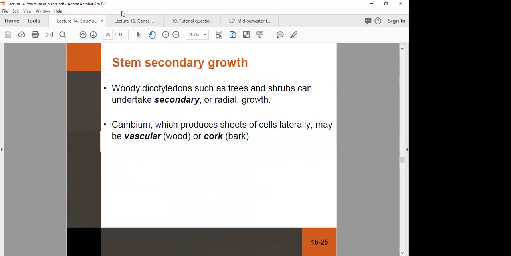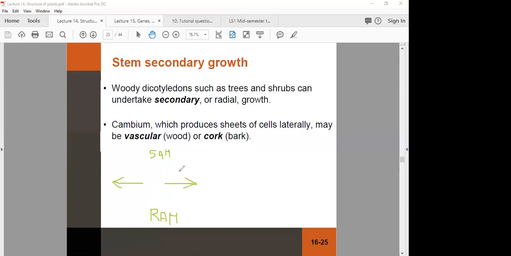So remember that we said that those primary meristems, the SAM and the RAM, enable a plant to get taller, enable the root system to grow more deeply into the ground, but secondary growth enables a stem to become larger. Okay, so we're talking about adding girth to the stem.